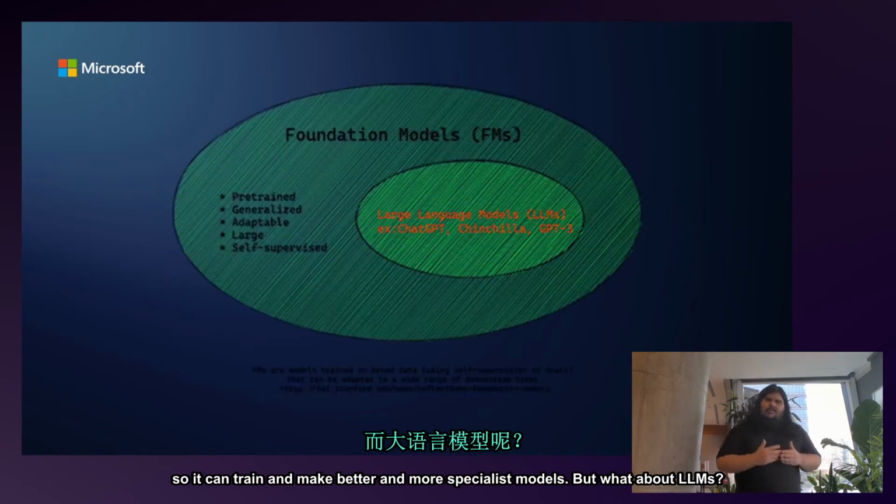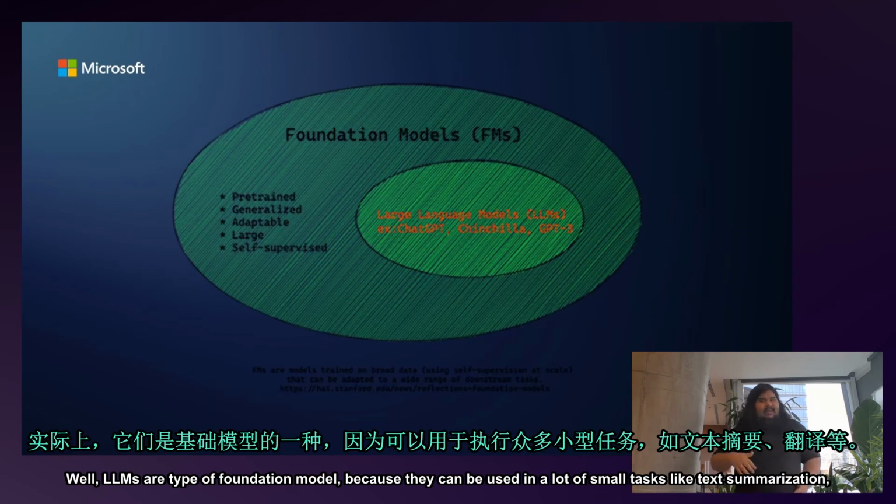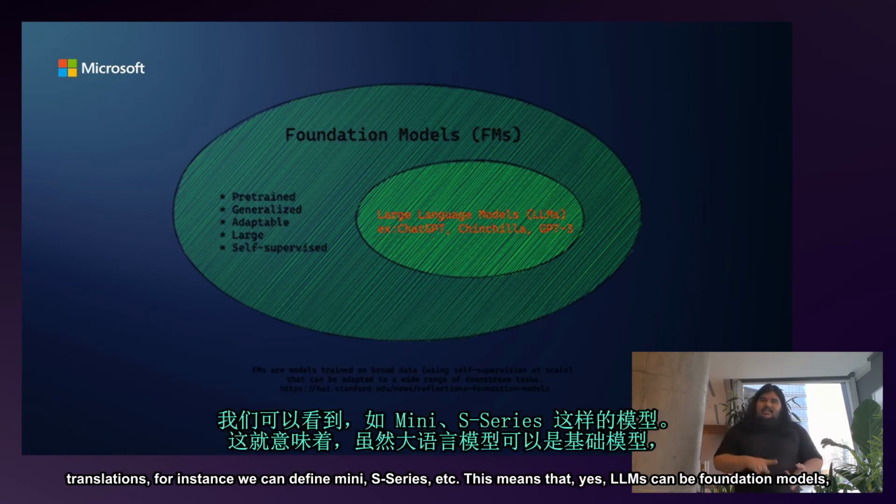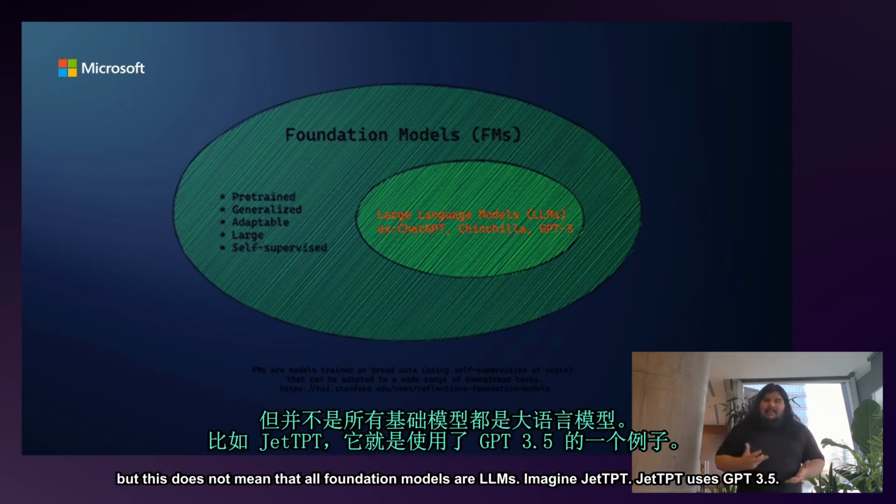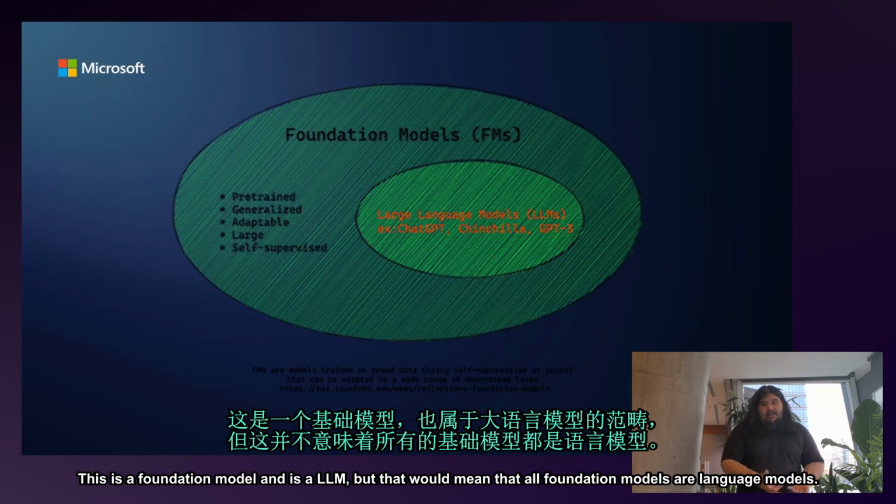But what about LLMs? Well, LLMs are a type of foundation model because they can be used for a lot of small tasks like text summarization, translation, and, for instance, defining meaning, answering questions, etc. This means that yes, LLMs can be foundation models, but this does not mean that all foundation models are LLMs. Imagine ChatGPT. ChatGPT uses GPT 3.5. This is a foundation model and is an LLM. But that does not mean that all foundation models are language models.